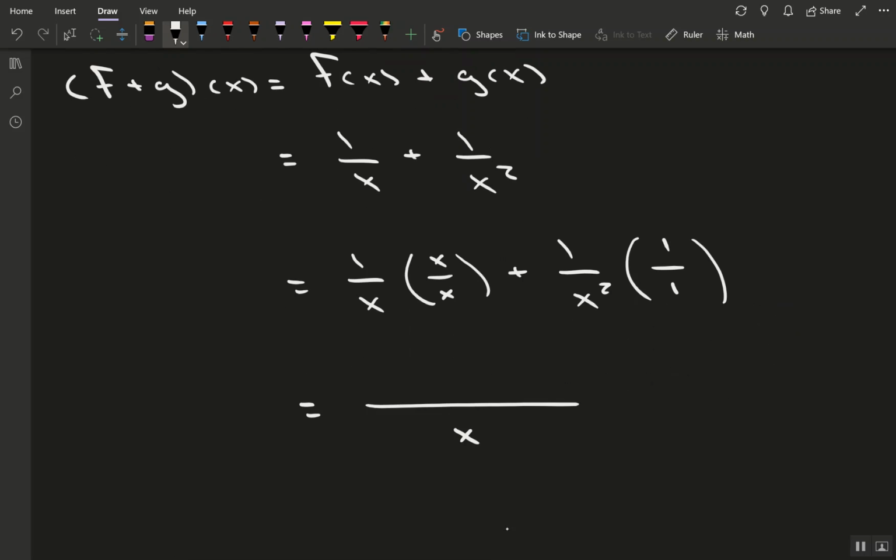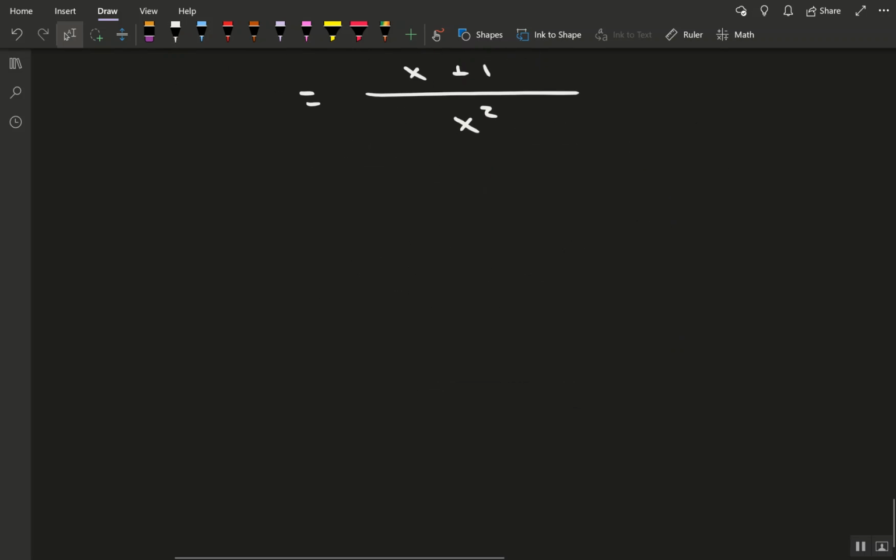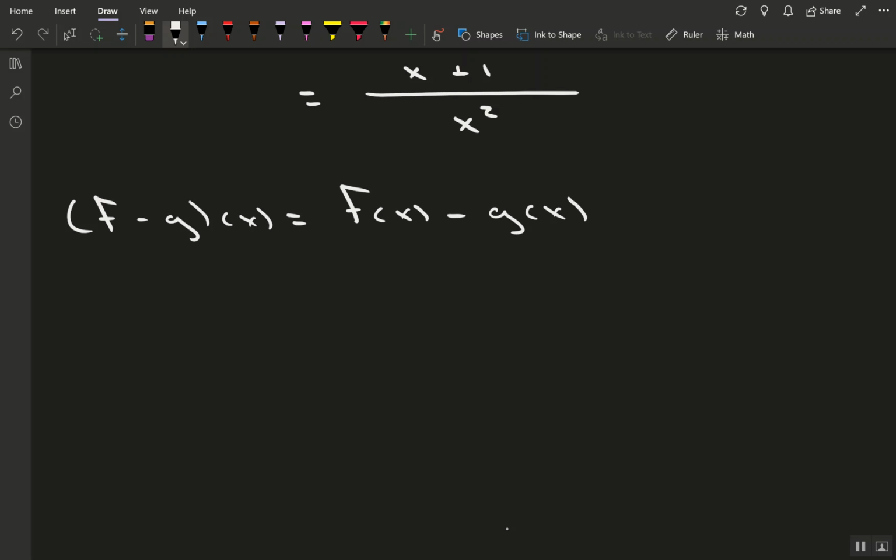Okay, since I created the lowest common denominator, I'll just write it. And I get x, because x times 1 is x, and 1 times 1 is 1. So we get x plus 1 over x. Okay, let's do the next one. f minus g. This is just a good exercise for you in working with fractions or rational expressions.